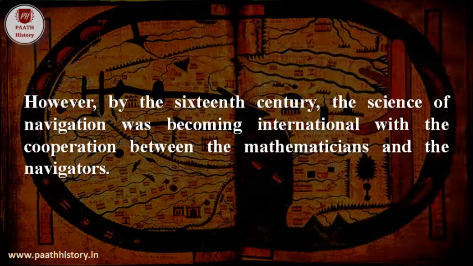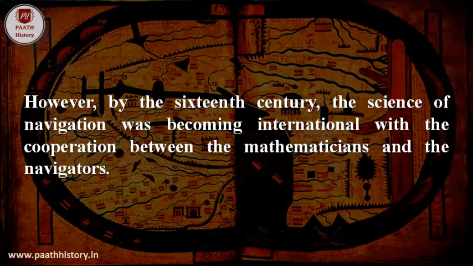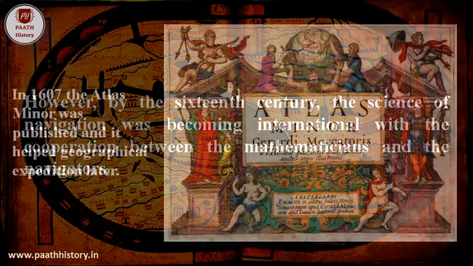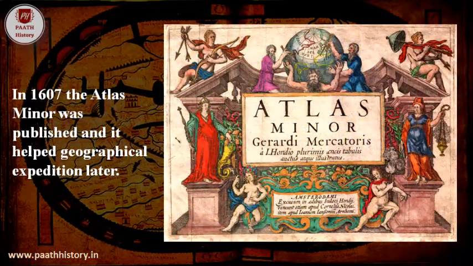However, by the 16th century, the science of navigation was becoming international with the cooperation between the mathematicians and the navigators. In 1607, the Atlas Minor was published and it helped geographical expeditions later.